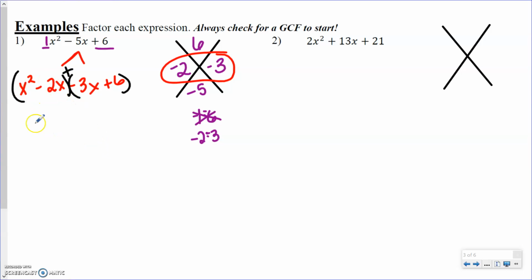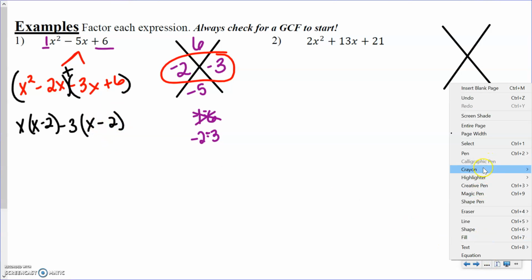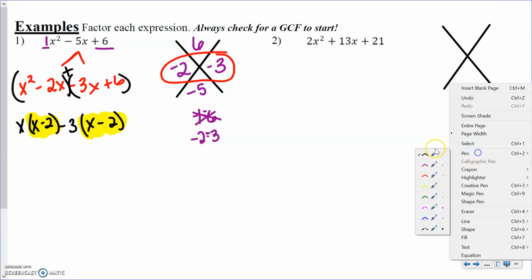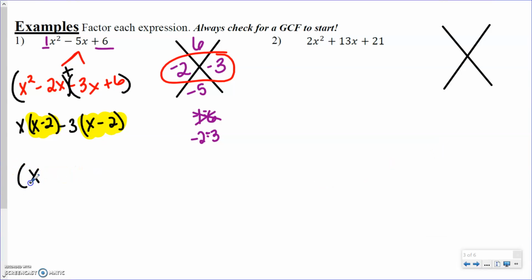And the only thing I can take out of that first group is an x, so I'm left with x minus 2. And the only thing I can take out of the second group is a negative 3, so I'm left with x, and then 6 divided by negative 3 is negative 2. If these two groups do not match, okay, we're in trouble. We need to go back and check it. If they do match, we're going to pull it out front, and then these two terms make my other group.